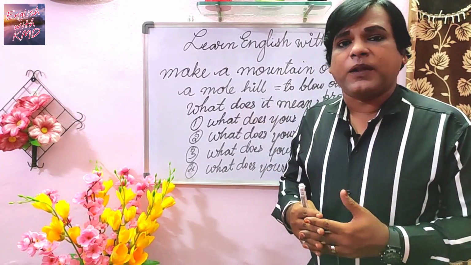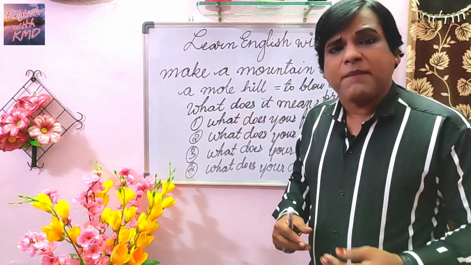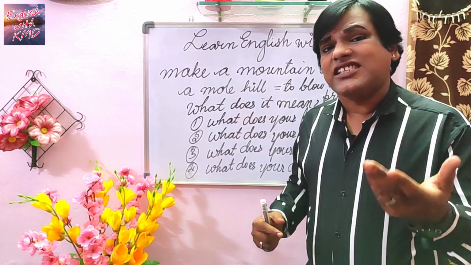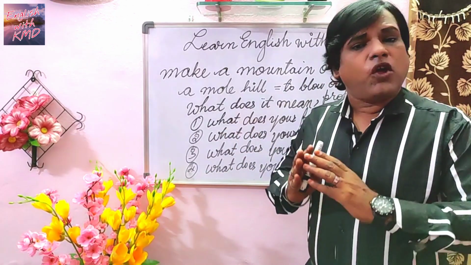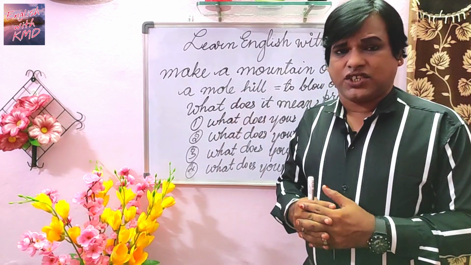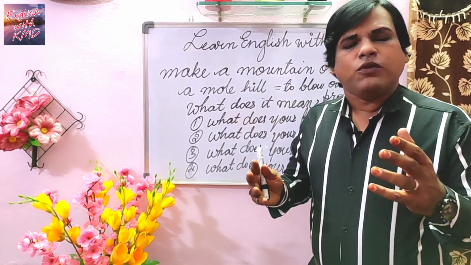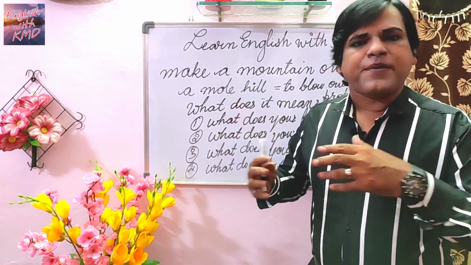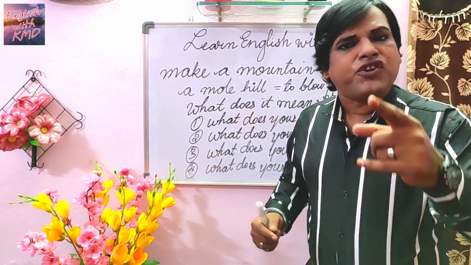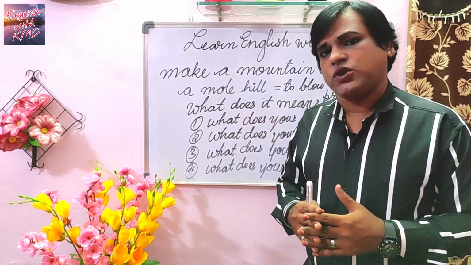Moving on to example number two, I said, sorry, you are making a mountain out of a molehill, which means I did something wrong for which I said sorry, and you are blowing it out of proportion. Example number three, it was an accident. You are making a mountain out of a molehill. Yes, which means, whatever happened accidentally, nothing was done intentionally, but you are making a mountain out of a molehill. You are trying to blow it out of proportion.